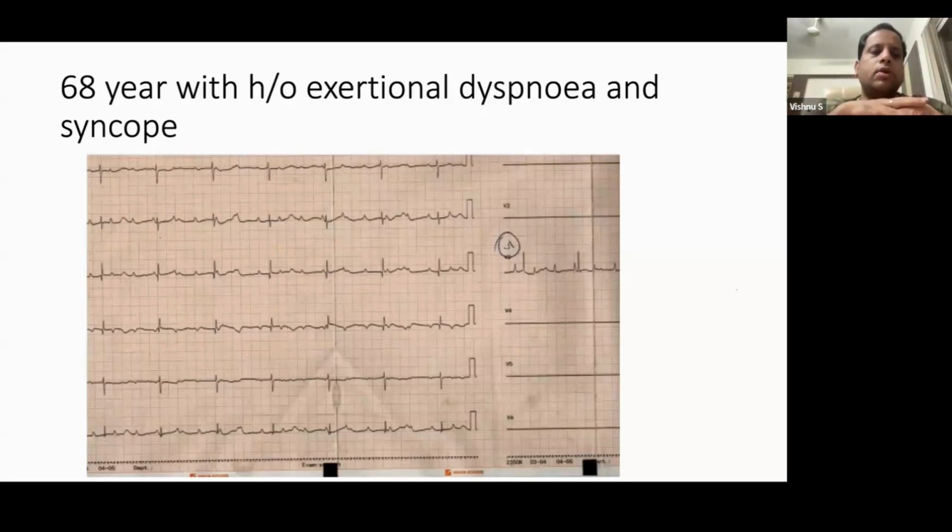And this one also, this is third degree heart block, complete heart block. So how will you tell this is a complete heart block? There are four things to tell that this is a complete heart block. If four things are there, it will be complete heart block. Some exceptions will be there, but usually it will be like that.